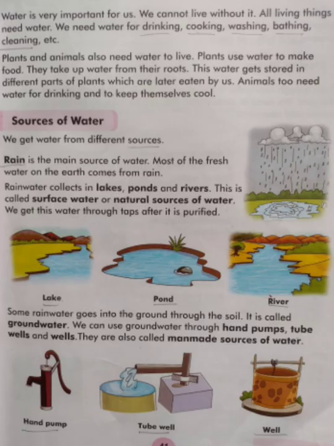Come on, next. Water is very important for us. We cannot live without it. All living things need water. We need water for drinking, cooking, washing, bathing, and cleaning, etc. Yes children, water is very important because we cannot live without it. All living things like birds, animals, we human beings, and plants, all need water to drink. We need water for drinking, cooking, washing, bathing, cleaning, etc.